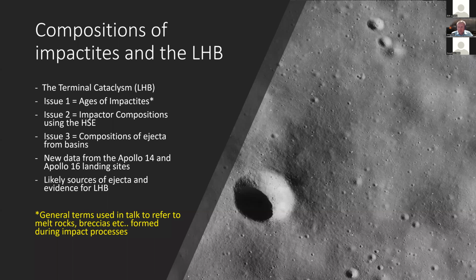The first is the age of the impactites. When I say impactite, I'm referring to a melt rock or breccia, and I'm going to show you some examples of these in thin section and also in hand specimen. The second issue is the impactor compositions using highly siderophile elements, and I'll explain why those are useful and important. The third issue is the compositions of the ejecta themselves, so the lithological variations that exist in and on the moon.